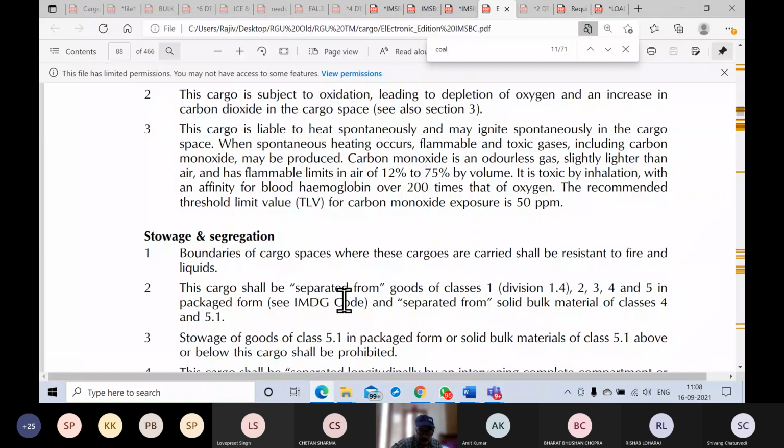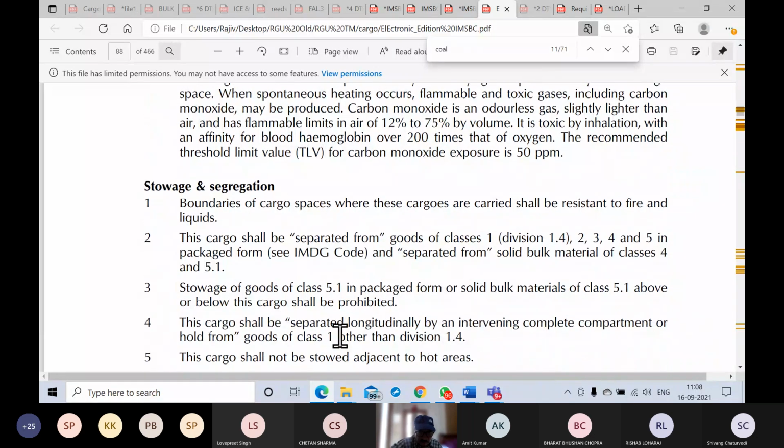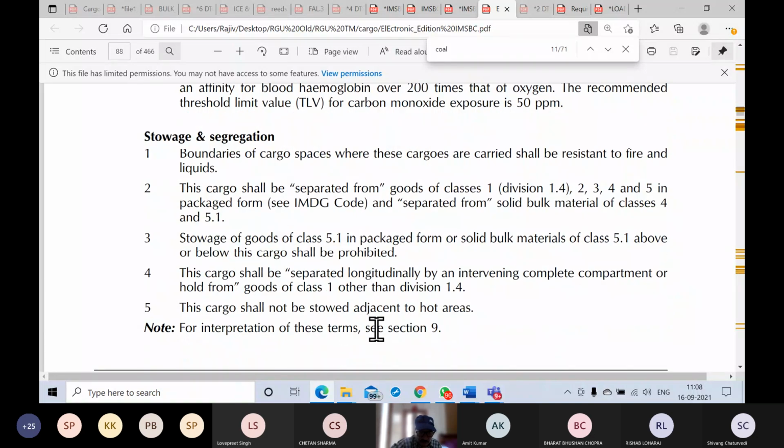Important point is the boundaries of these cargo spaces. I think we did this in cargo work for coal, resistant to fire and liquids. Again, as per IMDG, separated from, segregated from, not stored adjacent to hot areas. Self ignition can happen, like this.